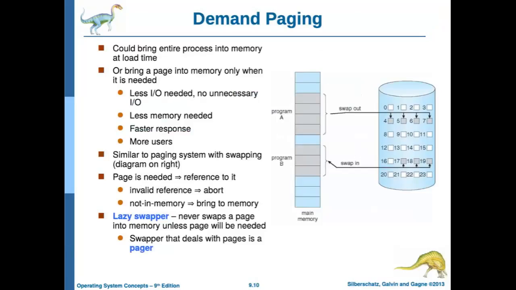Now this part is important, that is the concept of demand paging. What happens in case of demand paging? I already mentioned the importance of the word demand, because the paging concept we are already aware of. So demand paging, it could bring the entire process into main memory at load time, or we can bring a page into memory only when it is needed. Now this is the difference between the two: entire process versus a partial one. So whenever the page is referred, then and only then bring that page into the main memory.